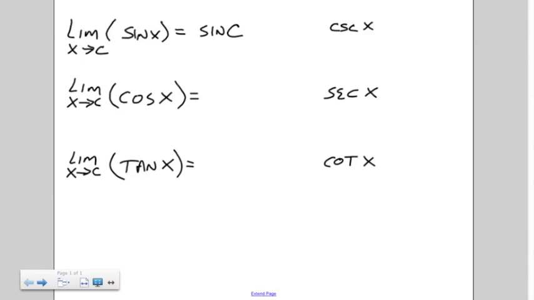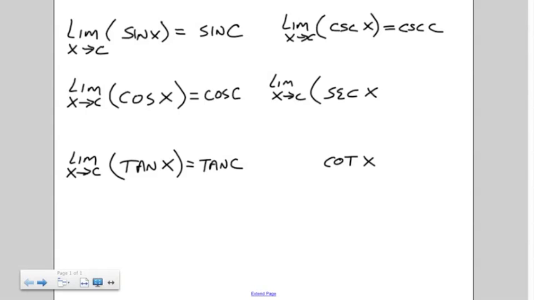And what do you think the cosine is going to be? That's right, cosine of c. And tangent is going to be tangent of c. And the same things are going to apply for the inverse functions. So when we have our limit as x approaches c for our cosecant, that will also be cosecant of c. And the limit as x approaches c for our secant will be secant of c. And lastly, the limit as x approaches c of cotangent x is going to be cotangent c.